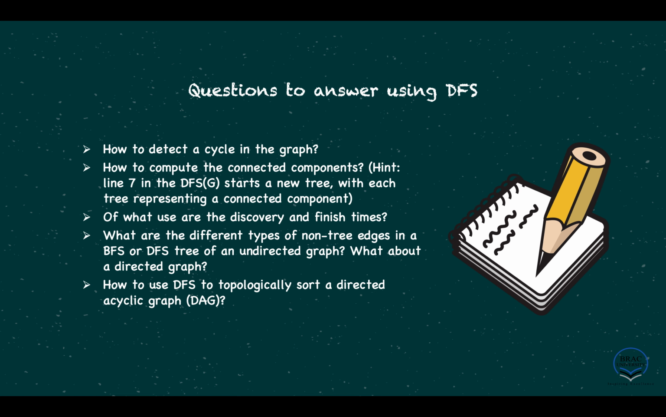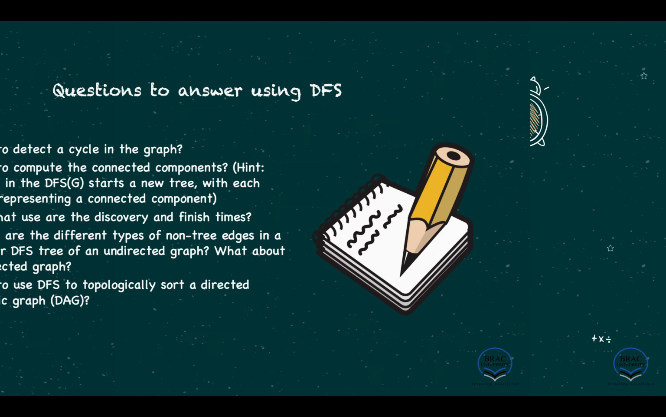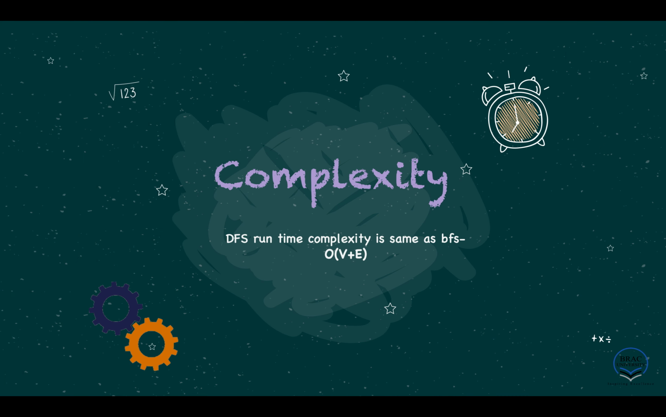What are the different types of non-tree edges in a BFS or DFS tree of an undirected graph? What about a directed graph? How to use DFS to topologically sort a directed acyclic graph or DAG? We'll later know more about topological sort and directed acyclic graphs. These questions will be more clear by then. Alright, so what is the complexity for our DFS? As you can see, DFS runtime complexity is the same as BFS, which is big O of V plus E.